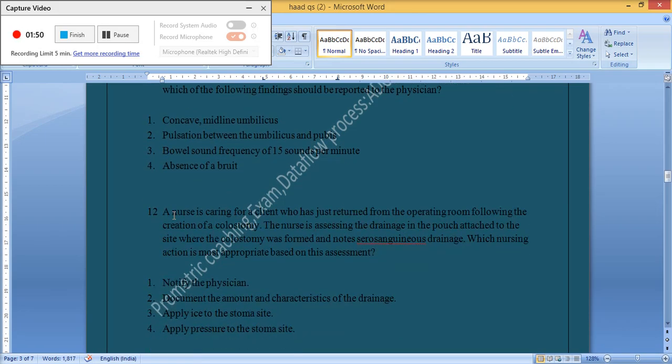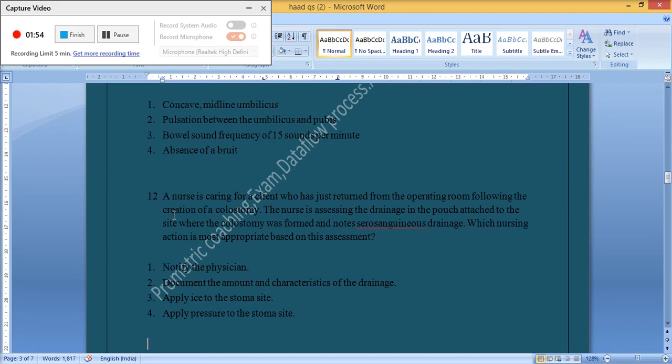2.12. A nurse is caring for a client who has just returned from the operating room following the creation of a colostomy. The nurse is assessing the drainage in the pouch attached to the site where the colostomy was formed and notes serosanguineous drainage. Which nursing action is most appropriate based on this assessment?